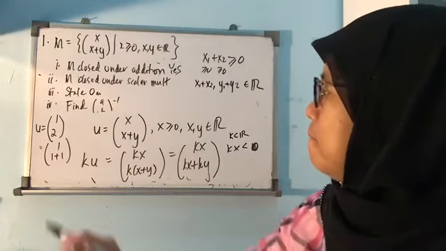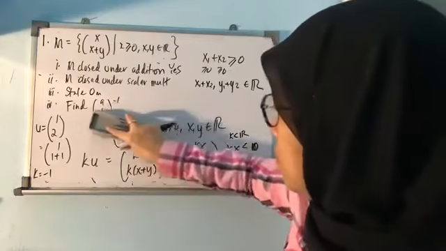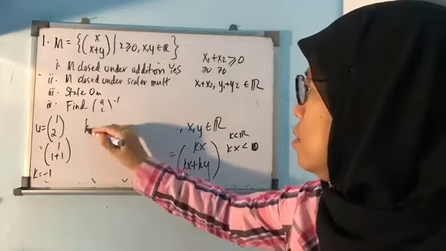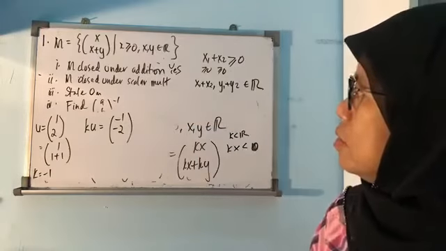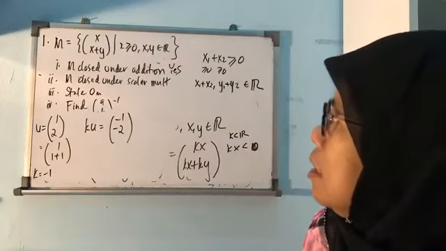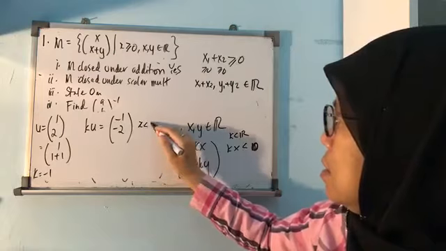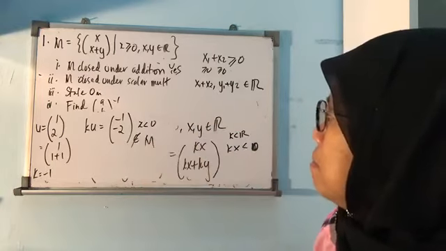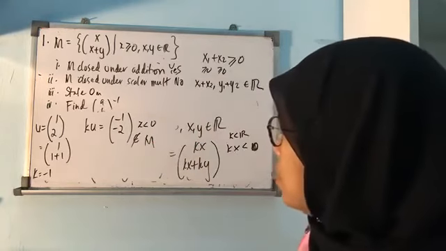If k is negative 1, ku is (negative 1, negative 2), and it does not satisfy anymore that x is bigger or equal to 0. Okay? x is less than 0. So ku is not in M. So the answer here is no. Okay?